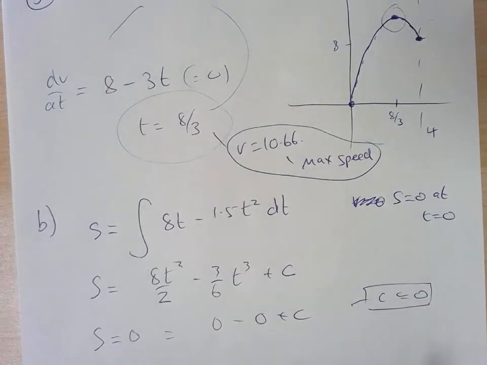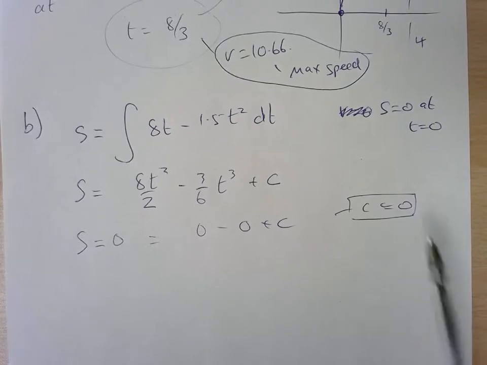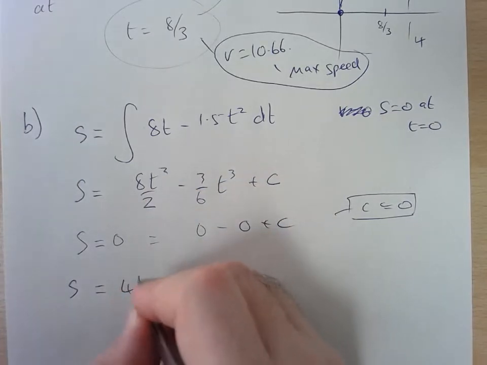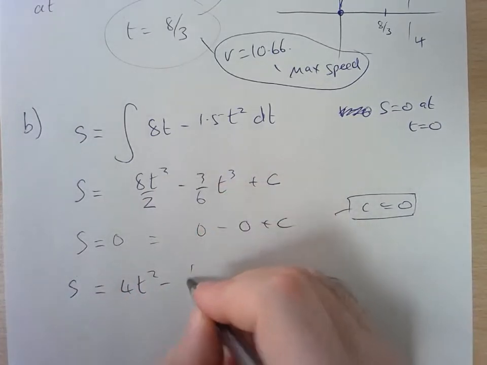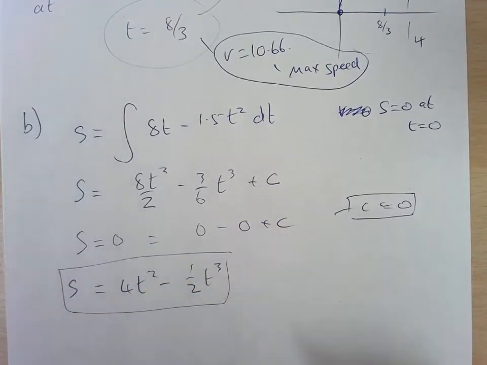Even though c came out to be 0, you'll still lose a mark if you forget to include it and forget to check it in the exam. Because as mathematicians we need to be a bit more rigorous than just getting lucky because the c actually happened to be 0. So we have s equals, tidying this up, 4t squared minus a half t cubed is our expression for distance.